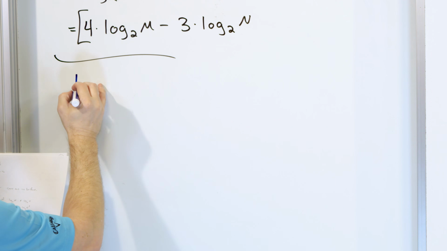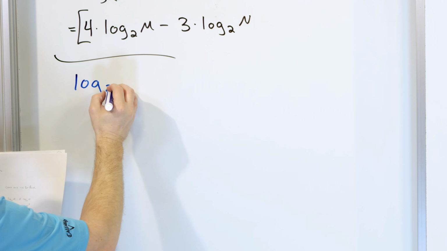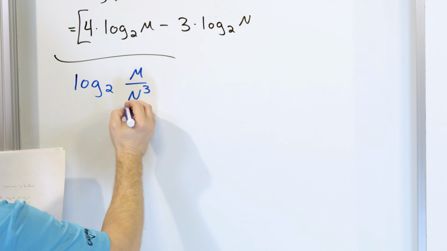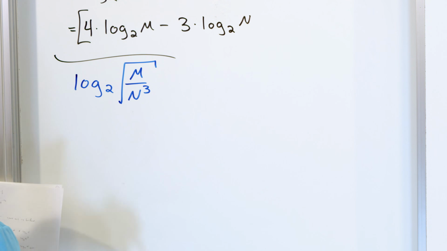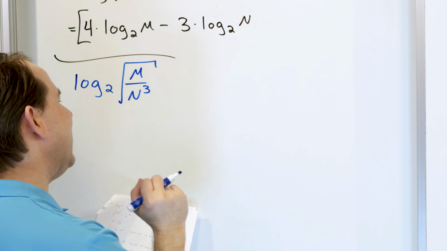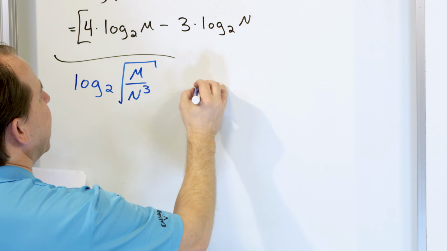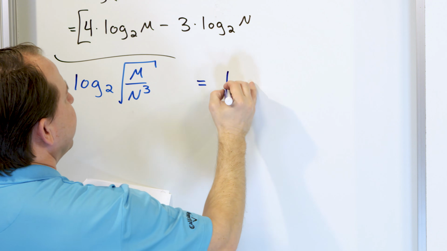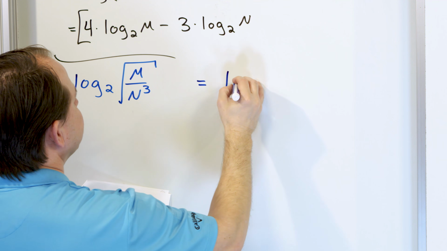What if you have log base 2 of m over n cubed, but this whole thing has a square root around it? That's what you're taking the logarithm of. So it looks like a lot of stuff to unpack, and it is. So let's go all over here and do it one step at a time. This whole thing has a square root around the whole thing. So first we need to get rid of that and make it a fraction.